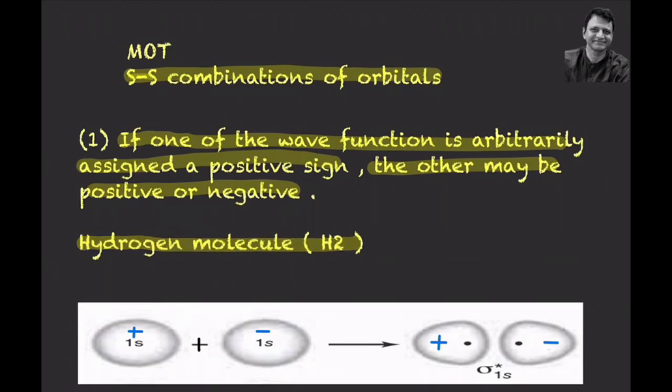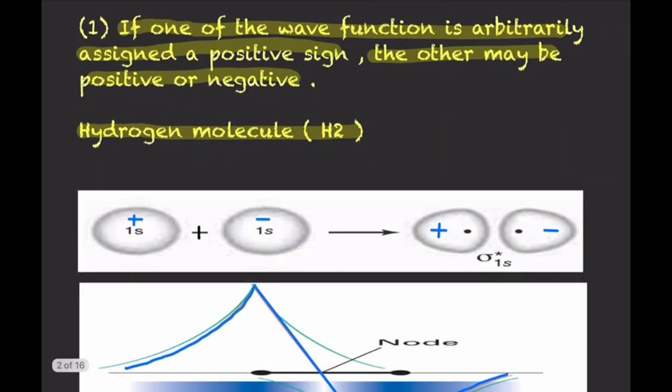In this hydrogen molecule, it is shown that the 1s orbital of one hydrogen atom has a positive sign and the 1s orbital of another hydrogen atom has a negative sign. This positive and negative sign indicates that they are in opposite phase. So when they combine, there is a destructive interference. In this destructive interference, this molecular orbital is formed.